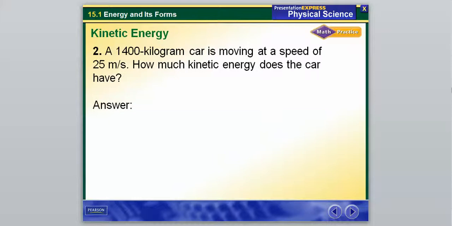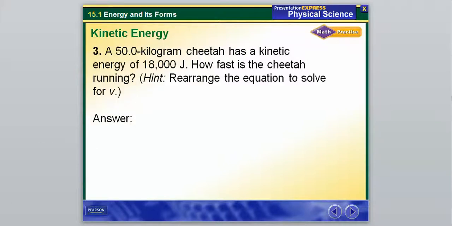Our second problem is a 1,400 kilogram car moving at a speed of 25 meters per second. How much kinetic energy does the car have? Hopefully your number is going to be a little bit bigger in this one than in the last one, because they have much more mass and much greater velocity here. And our last one, a 50 kilogram cheetah has a kinetic energy of 18,000 joules. How fast is the cheetah running?